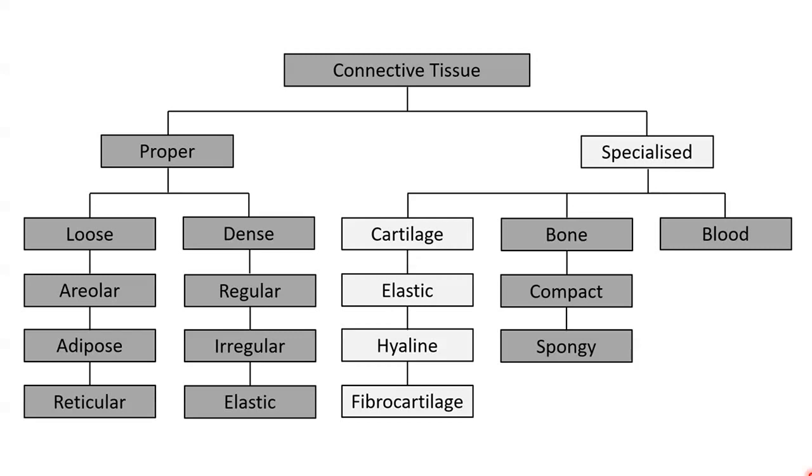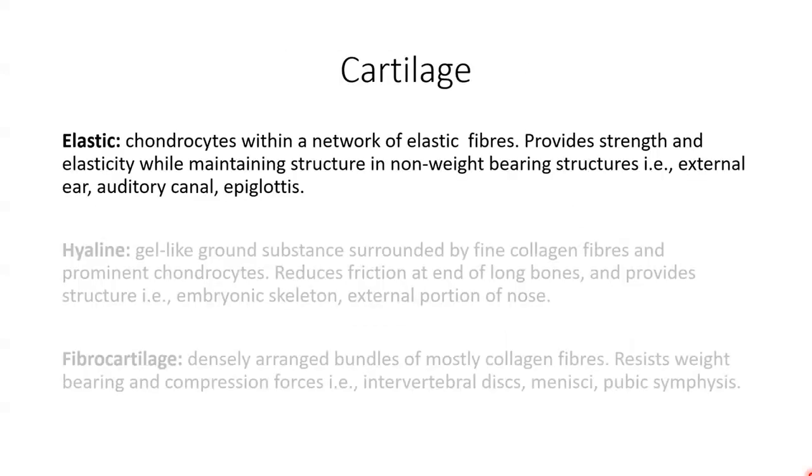Now, cartilage differs slightly from other connective tissues in that it has a very low or very poor blood supply. For that reason, the ability of cartilage to heal after it's damaged is quite low and quite slow. The first subtype of cartilage is elastic cartilage. Elastic cartilage is made up of chondrocytes, so our cartilage cells, within a thread-like network of elastic protein fibres.